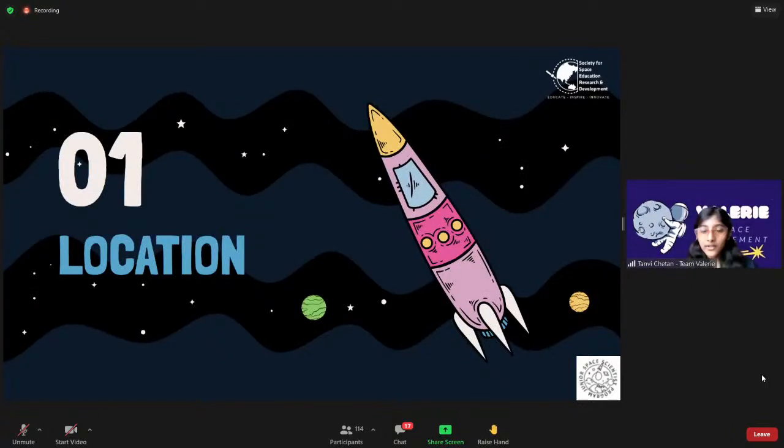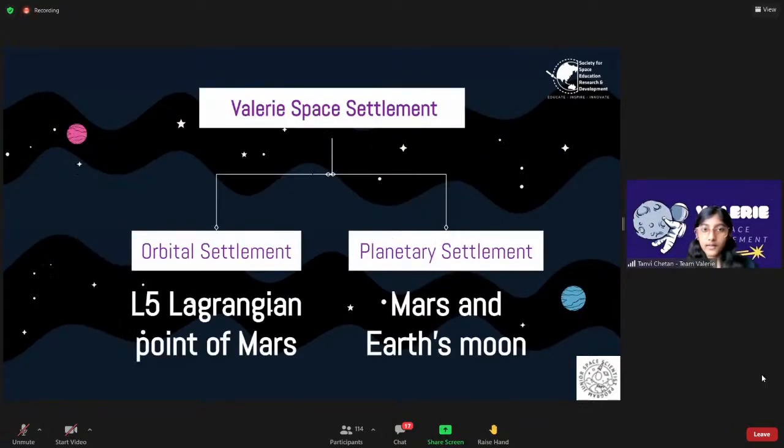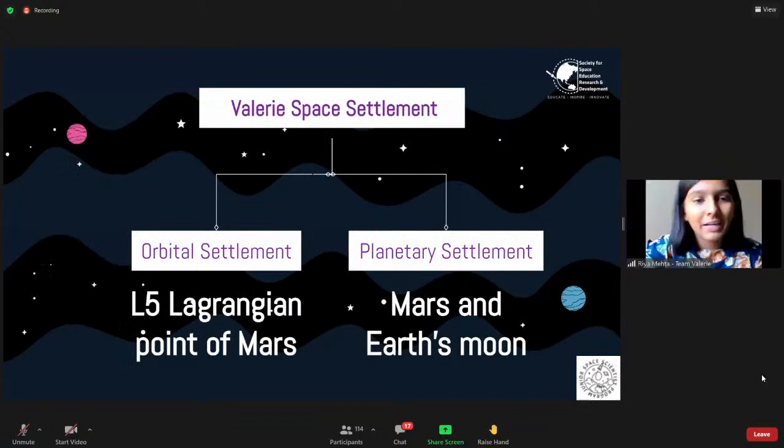Now let's talk about location. Valerie Space Settlement consists of two parts, orbital settlement as well as planetary settlement. The orbital settlement is located on the L5 of Mars and the planetary settlement is located on Mars as well as on Earth's moon. Now, let me give you a brief on what Lagrangian points are. The Lagrangian points are the points stabilized by the gravity of two celestial bodies.